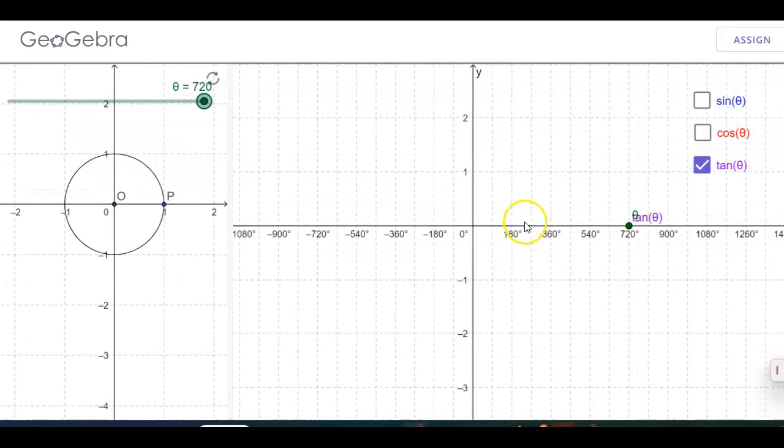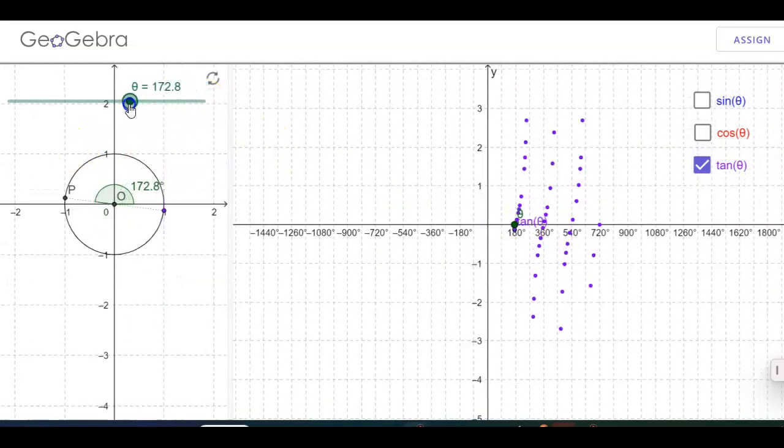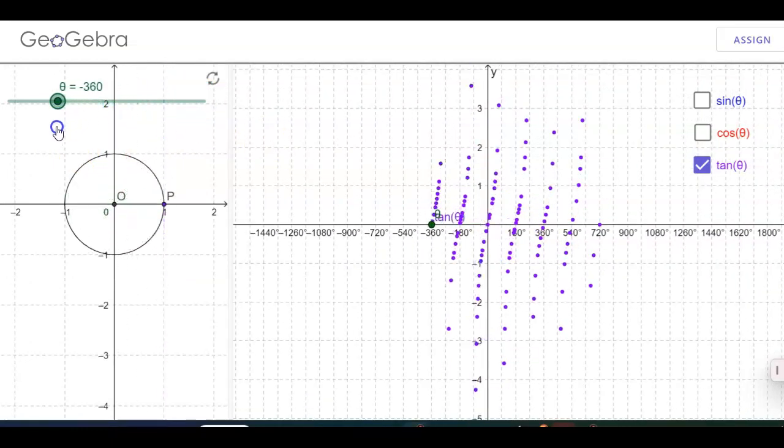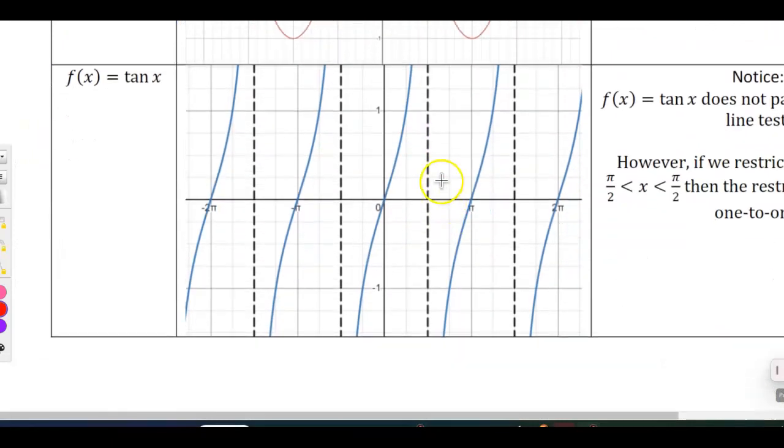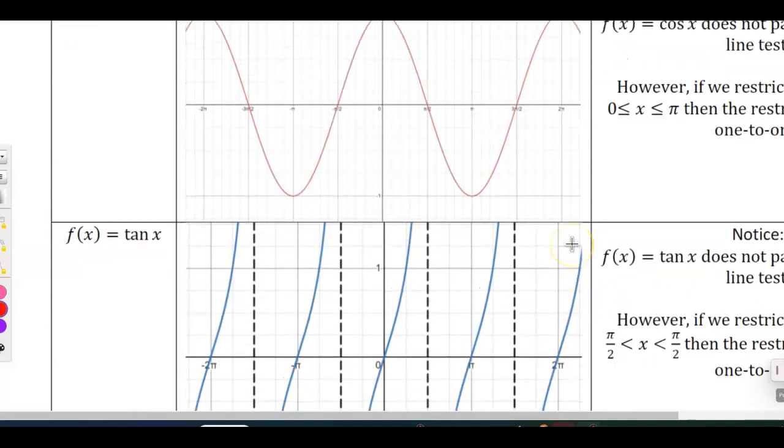So that's where we get this type of graph, and we can go out no matter how much. That's what it looks like, and that's this graph. All these dotted lines are the undefined areas. Those are all the vertical lines. And everywhere it crosses here at the x-axis, that's where the slope is 0. Positive slopes are going to be in the first and third quadrants. Negative slopes are in the other quadrants. So that's where these graphs come from.